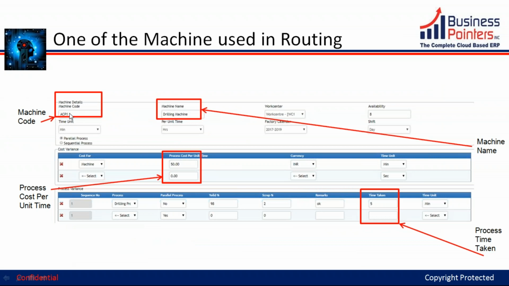Now if you see over here, we have the machine code, the machine name, the work center again, the availability of that particular machine, the time unit, and whether there are parallel processes or sequential processes. Then we have the cost for the machine that we can define over here, plus if we have cost for labor, that can also be defined over here. The process cost per unit time and the time taken by each of the processes can be defined over here. So, the process time taken.